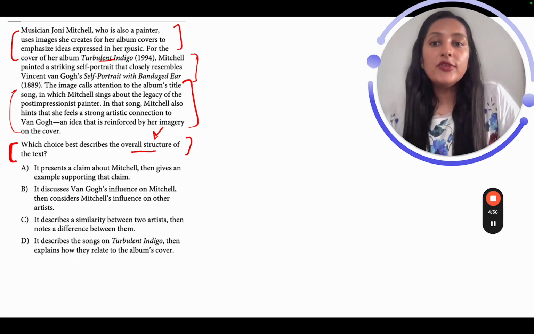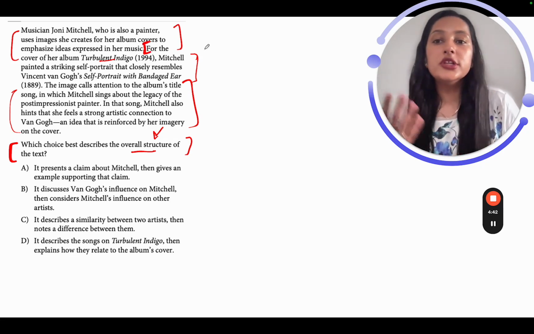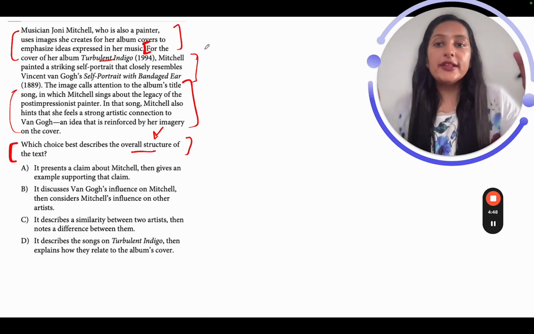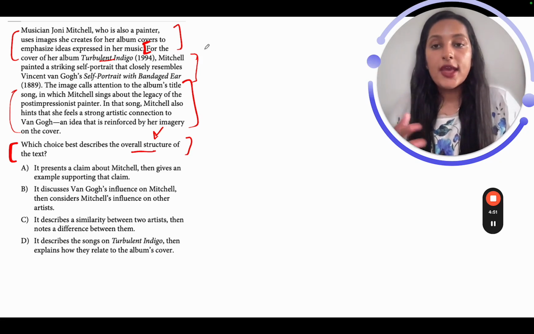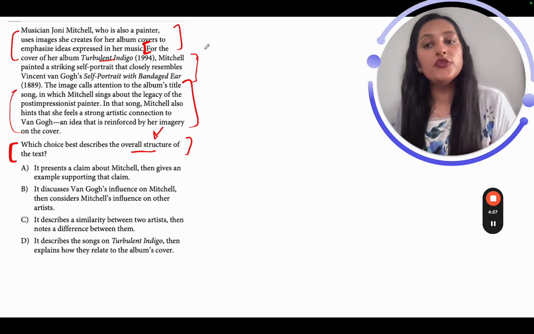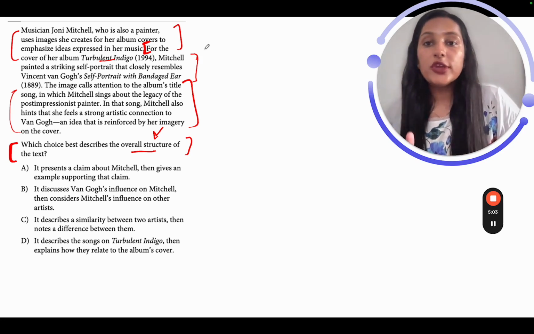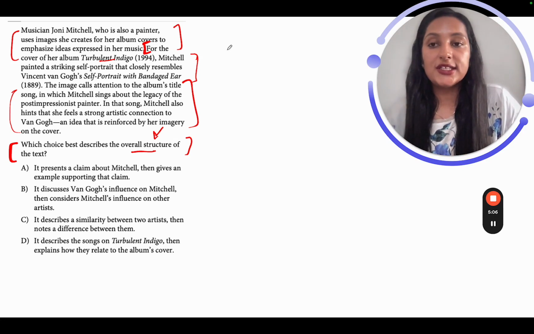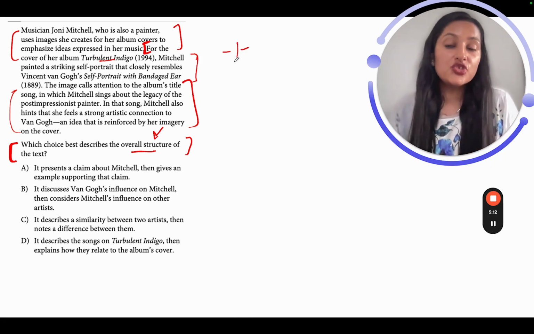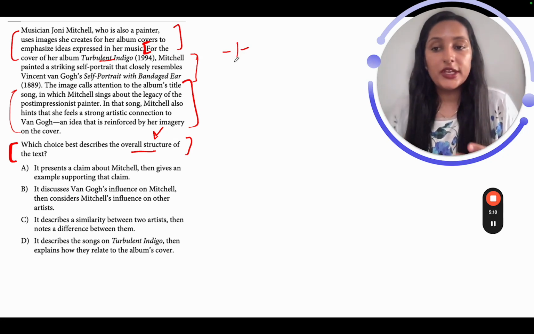Now, what I think is whatever comes after this particular sentence is basically an example of how she expresses her music on her album covers, right? This is an example, and this is about one particular album, Turbulent Indigo, and how she's expressing the ideas that she has expressed in her music on the album cover of Turbulent Indigo. Now this is what I'm going to seek when I'm reading the options. I'm looking for the option to start off by stating what this person is like in general, and then talk about an example or an illustration of whatever claim was made in that first sentence. Now with this understanding, let's go ahead and start eliminating our options.